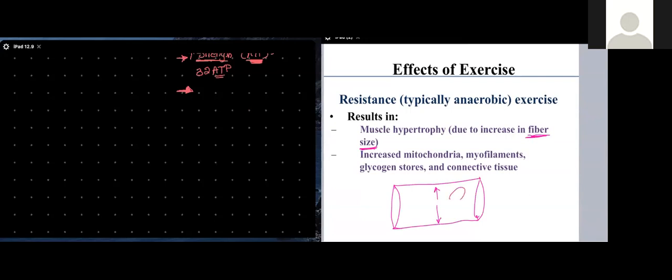Also, you're going to be building up more mitochondria in your cells. You are building up more myosin, more actin, and you're going to be accumulating much more connective tissue in your muscles around the muscle fibers.